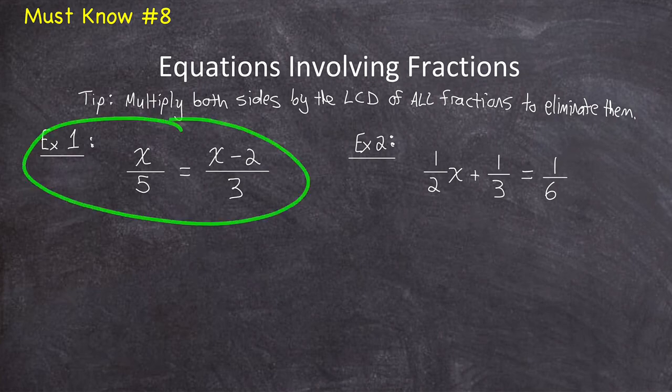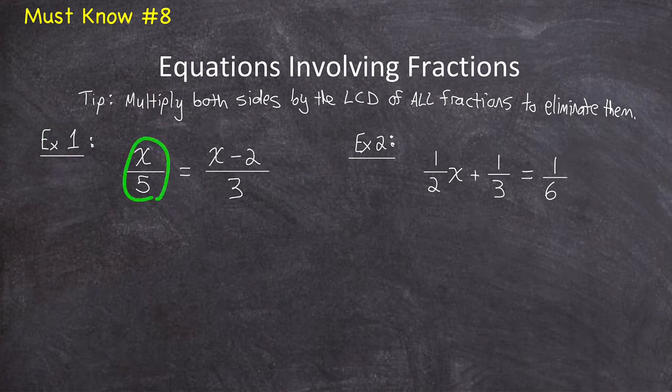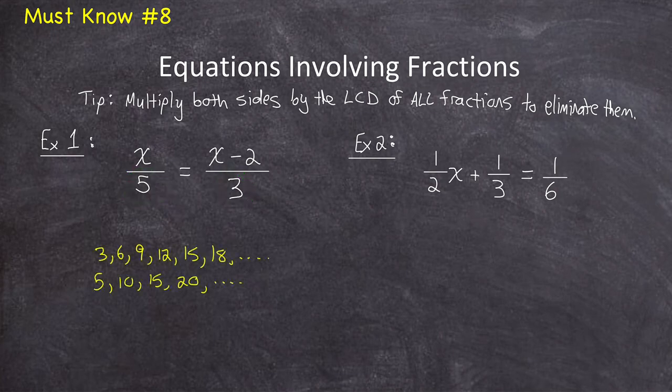So let's start with example 1, where I see I have two fractions that are equal to each other. The denominators of the fractions are 5 and 3. So one option I have is I could get rid of those fractions by multiplying both sides of this equation by the lowest common multiple of 3 and 5. If I were to list the multiples of 3 and the multiples of 5, I would see that the lowest common multiple between 3 and 5 is 15, which is also the product of 3 and 5. Finding the product of the denominators will always find you a common multiple. It just might not always be the lowest common multiple.